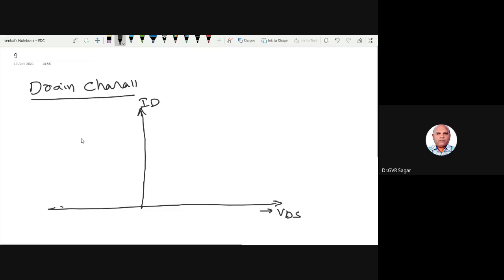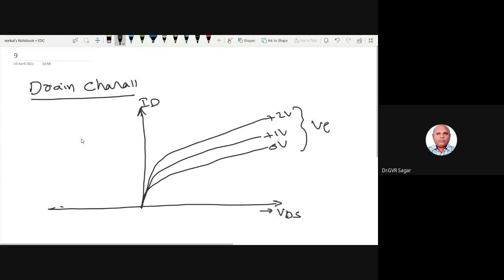VGS is equal to 0, and there exists a drain current. Above that, this is VGS equal to 0 volts, that's 1 volt, plus 2 volts. This is VGS equal to constant. The maximum current here is such that as VGS goes on increasing, the IDSS goes on increasing. Right? This is the drain characteristics.